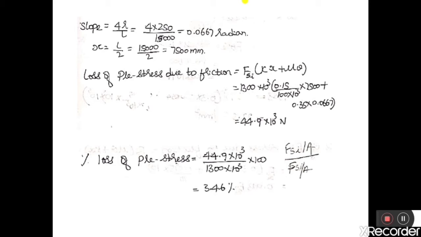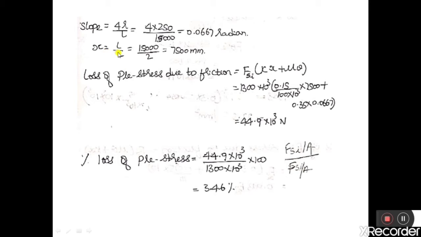So here the cable is being pulled from both the ends. When the cable is pulled from both the ends, slope is equal to 4R by L, where R is the central dip or the eccentricity at midspan. So 4 into 250 by L. L is the length of the beam, that is 15 meters. In terms of millimeters, it is 15,000 millimeter. Therefore, slope is equal to 0.0667 radian.